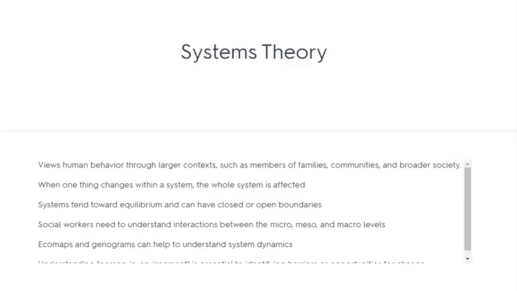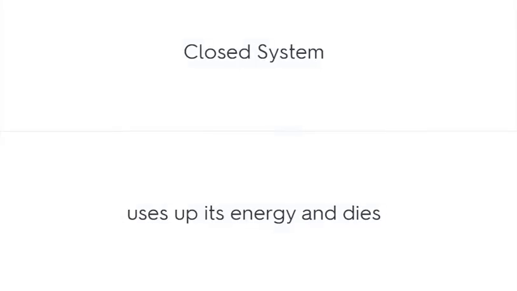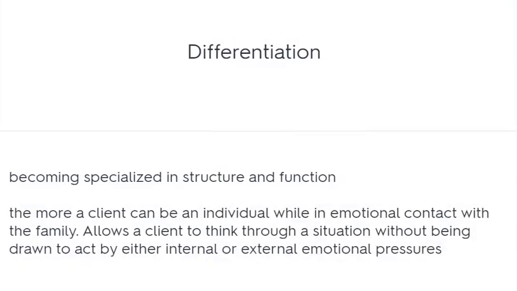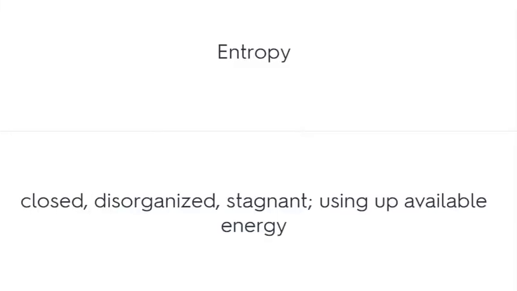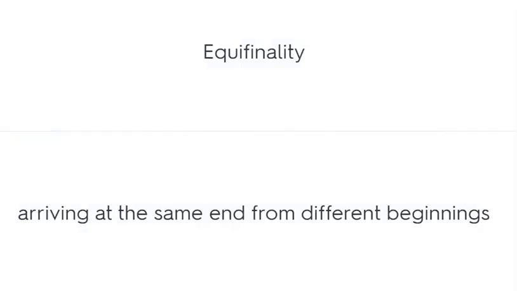Systems theory. Closed system uses up its energy and dies. Differentiation, becoming specialized in structure and function. The more client can be an individual while in emotional contact with the family, allows a client to think through a situation without being drawn to act by either internal or external emotional pressures. Entropy, closed, disorganized, stagnant, using up available energy. Equifinality, arriving at the same end from different beginnings.